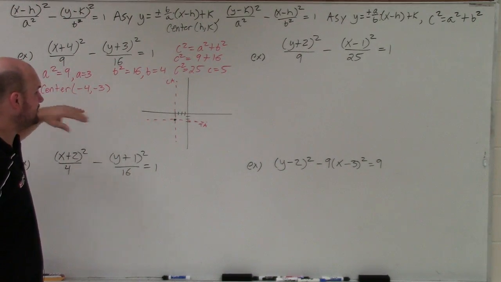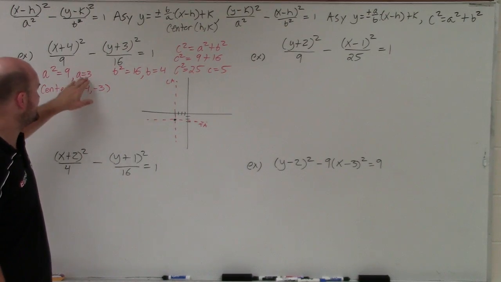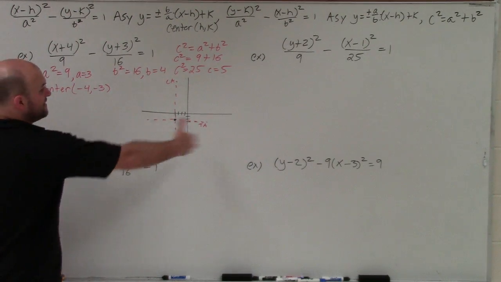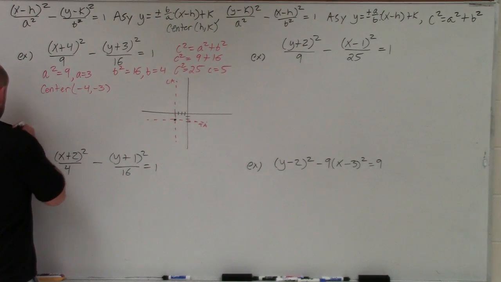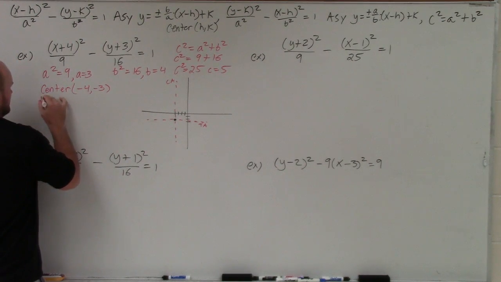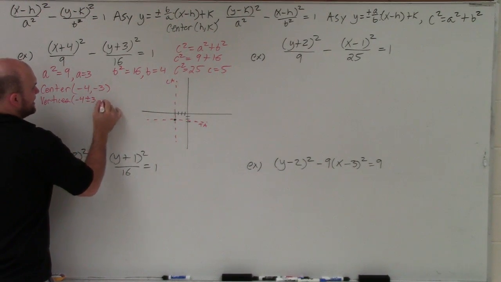So now remember, to find my vertices, I go a distance of a from the center. Again, they have to go on that transverse axis. So my vertices, since they're going left or right, are going to be negative 4 plus or minus 3 comma negative 3.